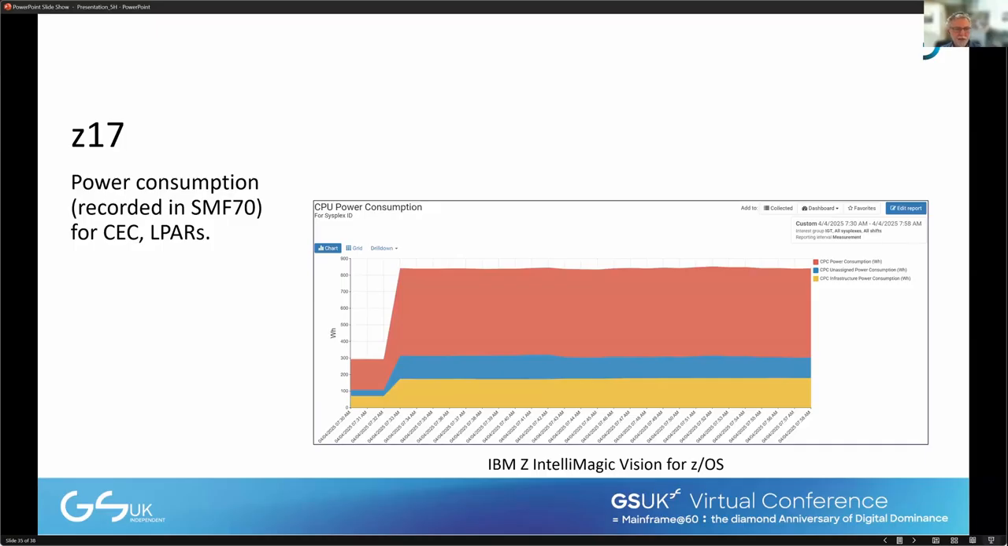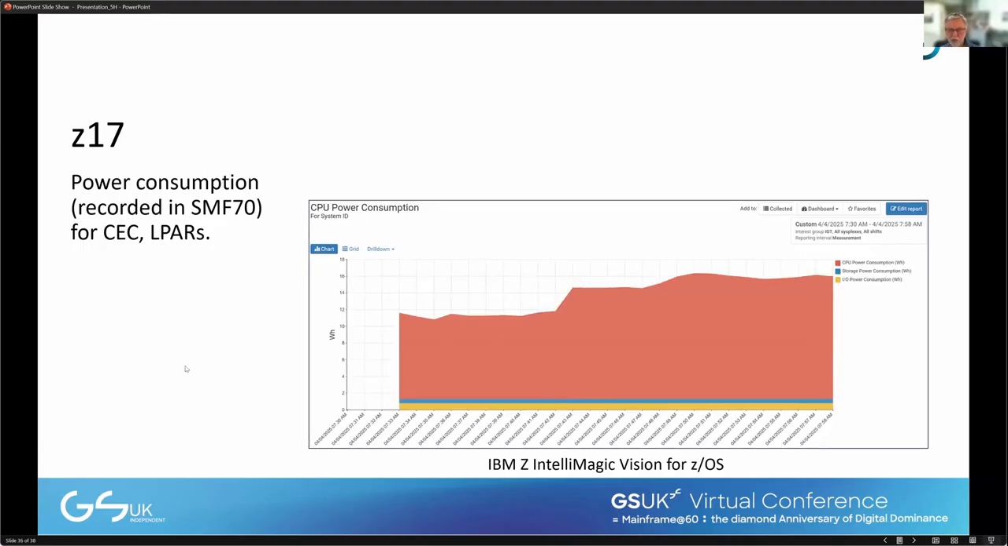So we have a Z17 architecture, which is now available. I'm not going to focus on a lot of things in Z17, but one item which is interesting and new is CPU power consumption. What that means is that the power consumption for various categories of information, as you can see in the legend: power consumption, unassigned infrastructure power consumption. Let me go to the next chart. Storage power consumption, I/O power consumption.